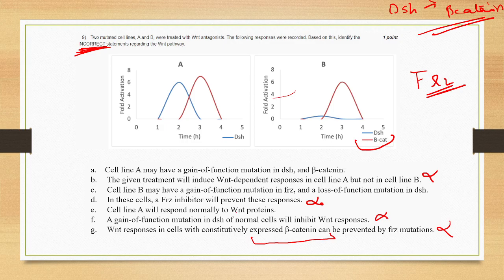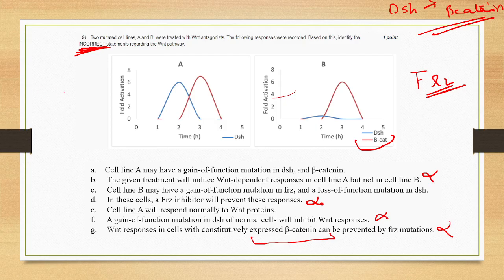Cell line A will respond normally to Wnt proteins. So cell line A has normal levels of disheveled and normal levels of beta catenin. That means they will respond normally to Wnt proteins. Because see, when your beta catenin is upregulated, that means Wnt is present. That means these cells were able to respond to Wnt protein and accept those Wnt proteins. Then only your disheveled levels have also increased. Forget about beta catenin, but here you can see that disheveled levels have also increased. So the activation of disheveled says that they have accepted the Wnt protein.